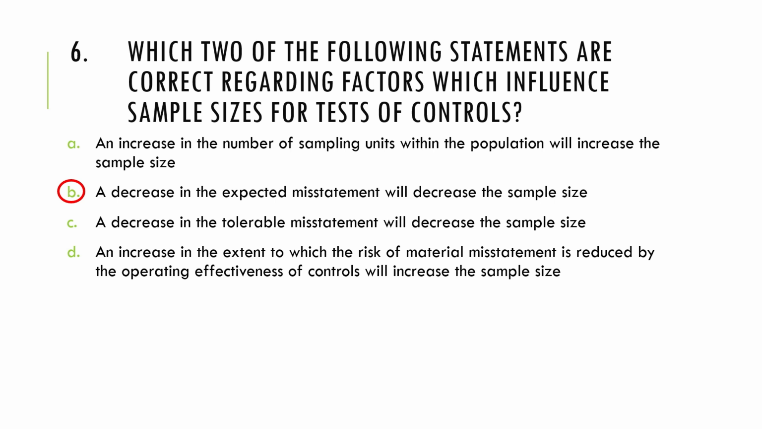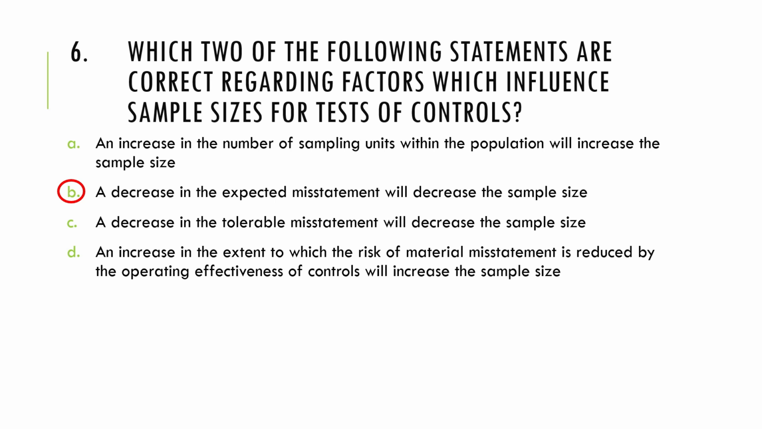Letter C, a decrease in the tolerable misstatement will decrease the sample size. While we acknowledge that tolerable misstatements, including tolerable deviations, will definitely affect the sample size, the relationship that they have with each other is an inverse relationship. That means if tolerable misstatement decreases, sample size must increase. So it's not letter C.